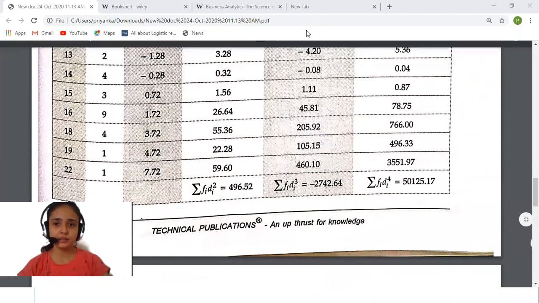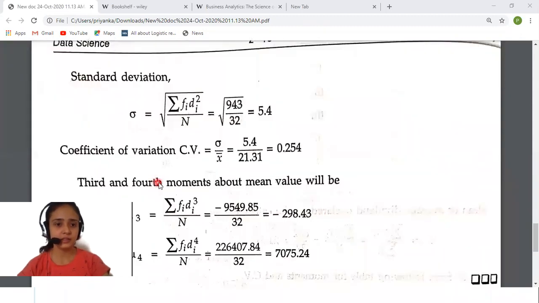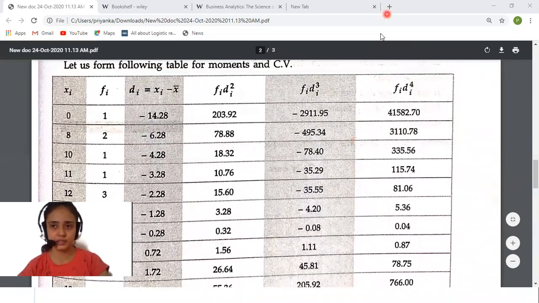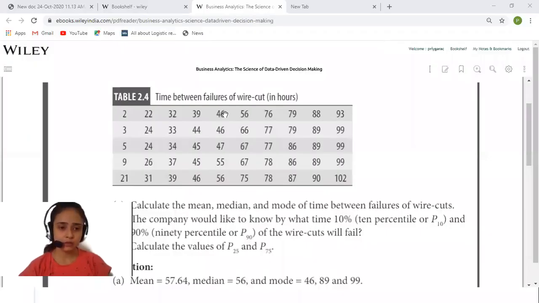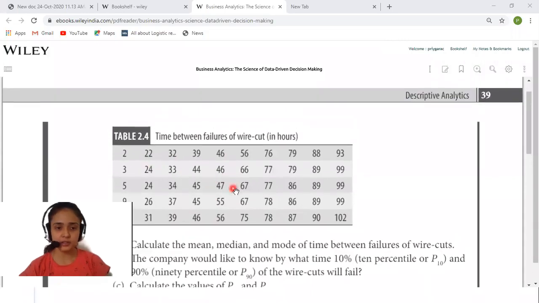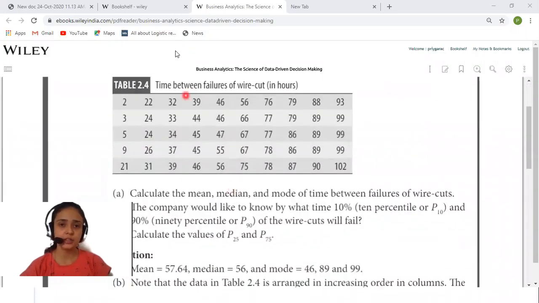So you will get the answer like this, and the third and fourth moments also, if you want to calculate them. This is also one of the examples from unit number 2, and we have already seen how this particular example is solved in our lectures. So keeping it till here.